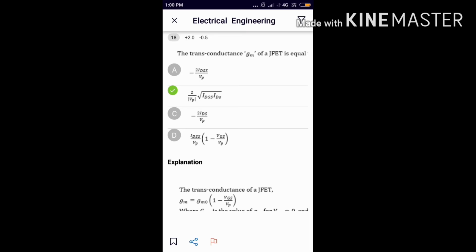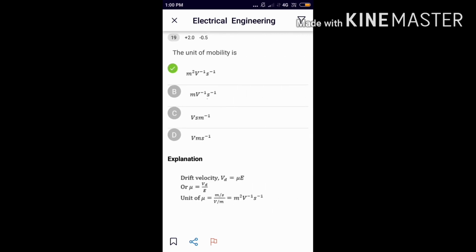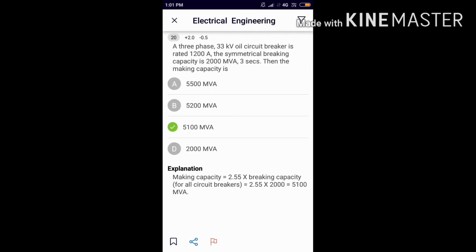Next, the transmission line. Next, the unit of mobility is m square by V s. This is based on the problem. The previous questions are also based on the problem. We will solve it on the board. This is also a problem. We will solve it on the board in the next video.